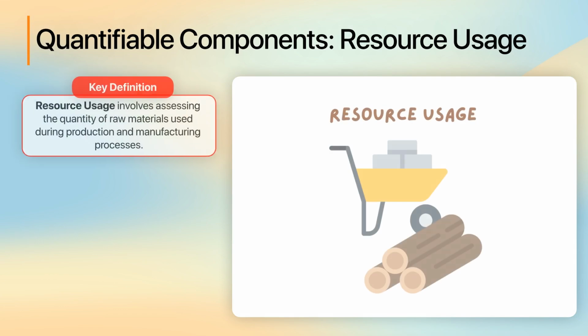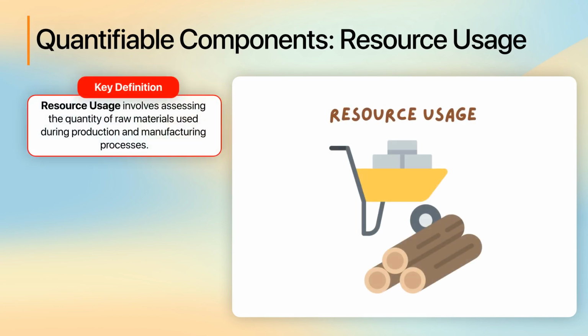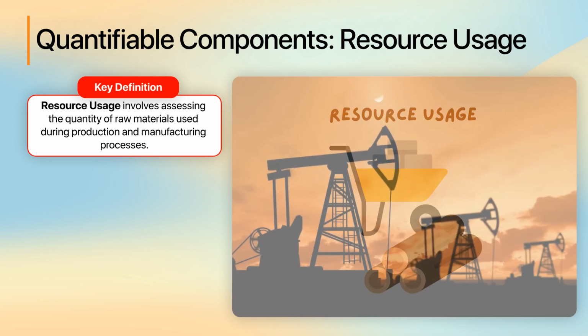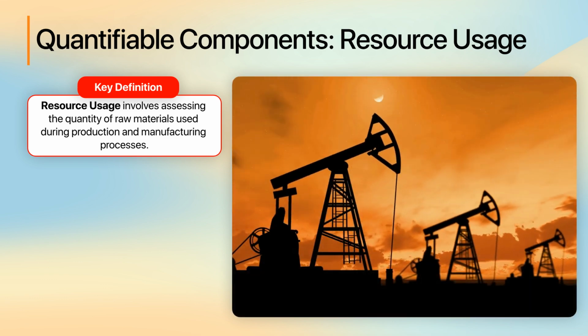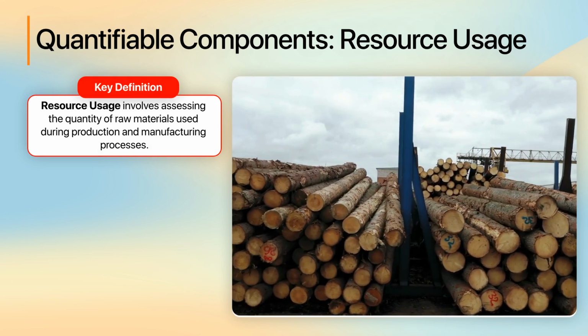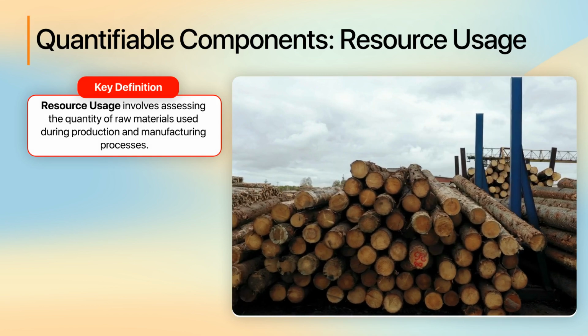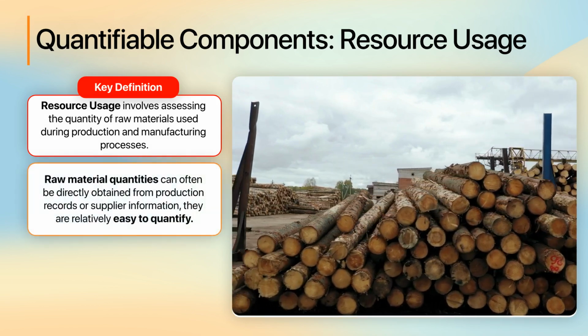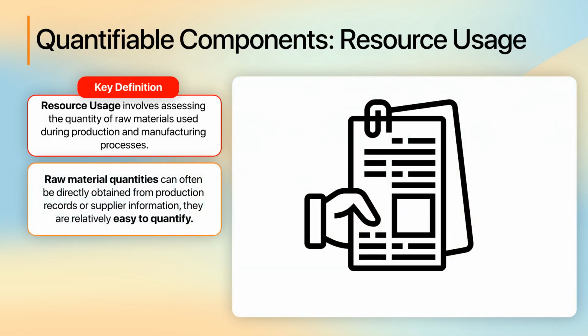Next is resource usage. This involves assessing the quantity of raw materials used during production and manufacturing processes. For instance, in the production of a plastic bottle, we can quantify the amount of petroleum used. In a wooden chair, we can measure the amount of timber harvested. Since these raw material quantities can often be directly obtained from production records or supplier information, they are relatively easy to quantify.